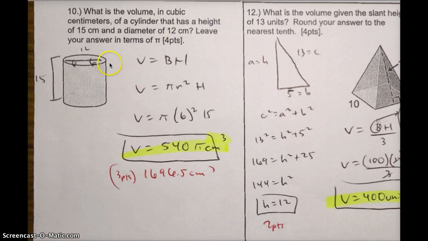For question 10, if you have the formula, volume equals base times height, I give you 2 points. Notice they give you the diameter, but you're looking for the radius. The reason why you need the radius is because the B represents the area of the base, pi r squared. So I'm going to take 6, and you square it, you get 36. And the height is 15, so 36 times 15 gives me 540 pi. If you multiplied by pi, I gave you 3 points because this says leave your answer in terms of pi.